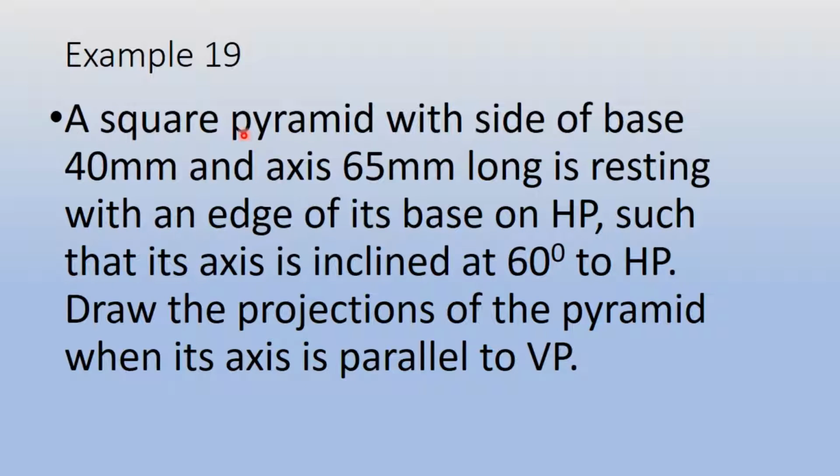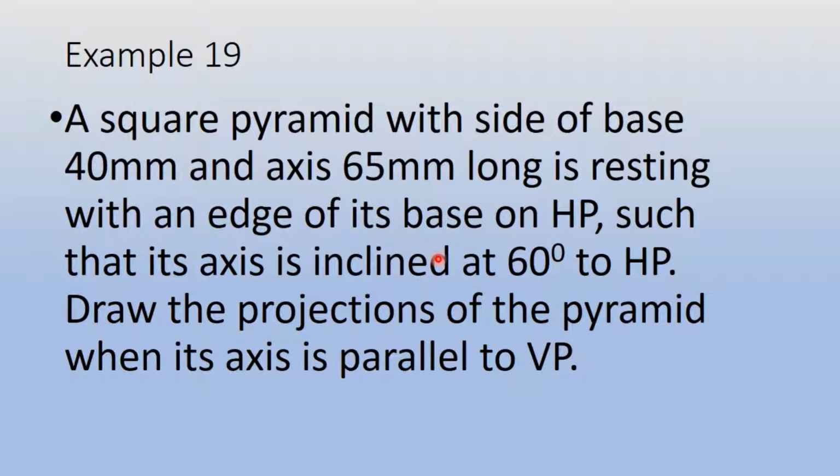So here you can observe that we are having a square pyramid of side 40 mm and axis 65 mm long, and it is resting with an edge of its base on HP. As I told you, pyramids will have longer edges and base edges. A square pyramid will have four base edges and four longer edges. Here, one of the four base edges is resting on the horizontal plane. This means that the base of the square pyramid is not resting on the HP, but only an edge of it is resting on the HP.